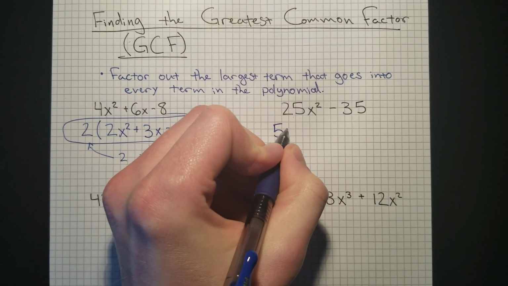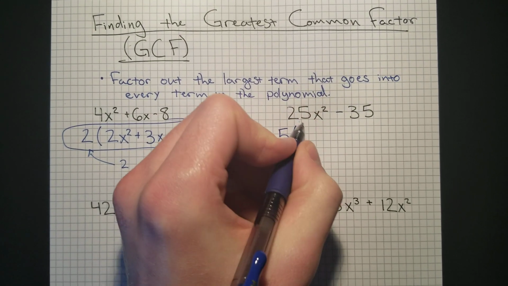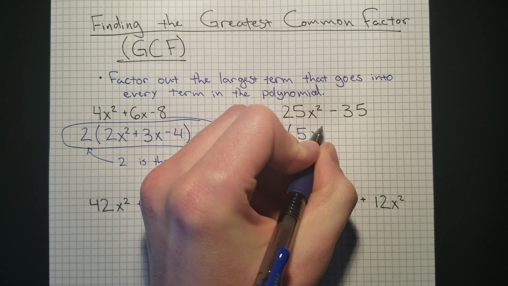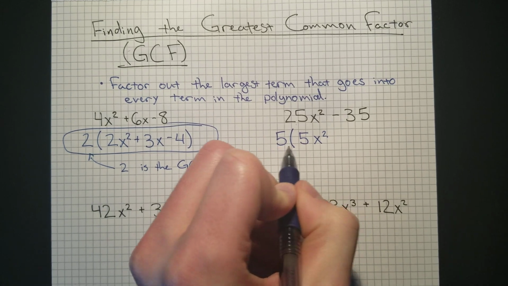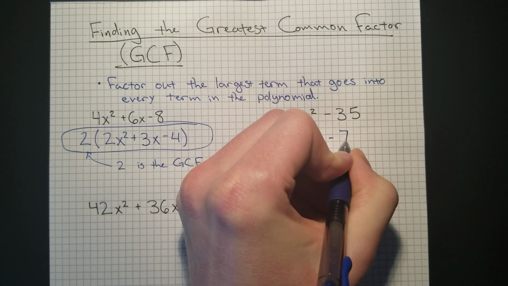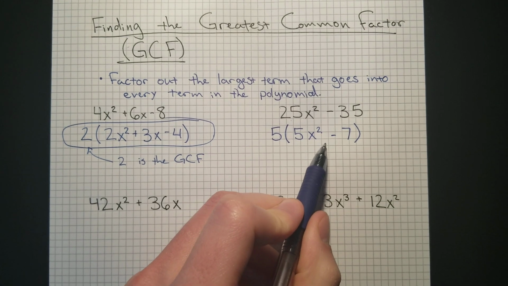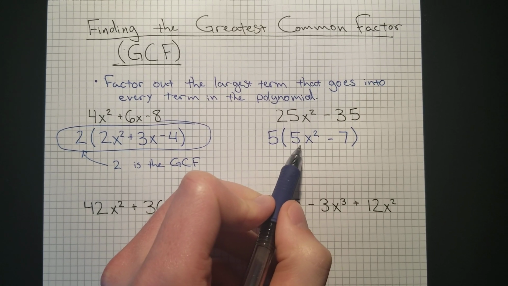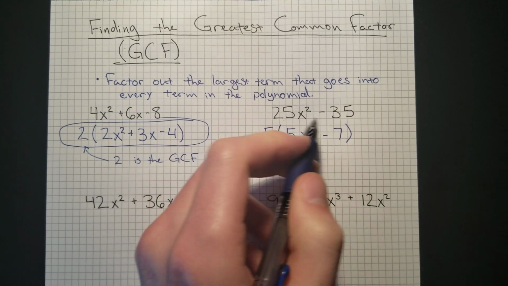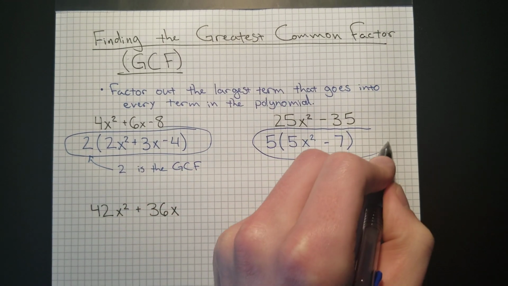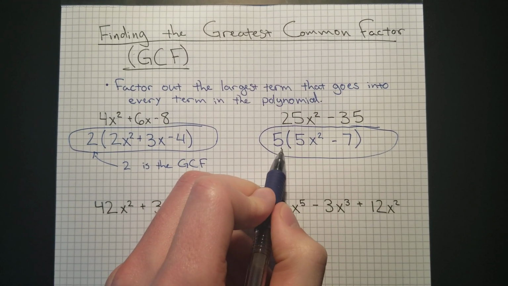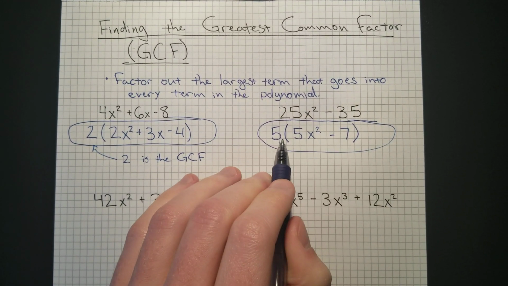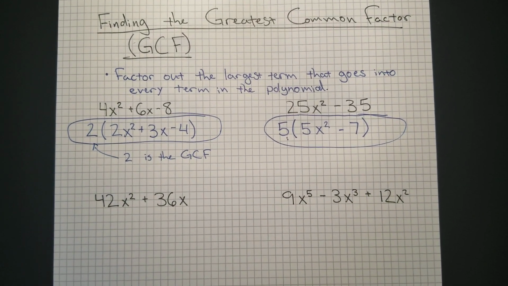So we're going to pull out a 5, put that on the outside of some parentheses. 25x squared divided by 5 is 5x squared. And negative 35 divided by 5 is negative 7. So we want to think about, if I did this backwards, would it bring me back to the original answer? 5 times 5 is 25. 5 times negative 7 is negative 35. So that is what our answer is going to be. We pulled out a 5. That's the biggest thing that goes into both of those terms, and that is on the outside. So that's another GCF.